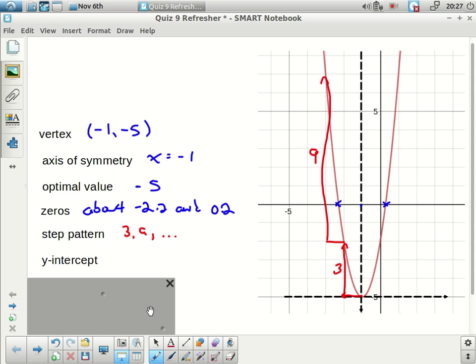Last but not least, the y-intercept. That is the point where it crosses the y-axis. That's right here. So that would be at -2. That is my y-intercept. So that's all the terminology that we reviewed last week. Part of your quiz is labeling the terminology there.